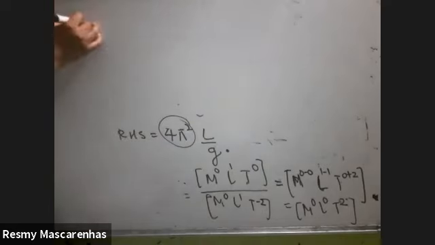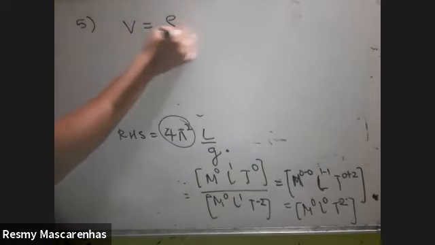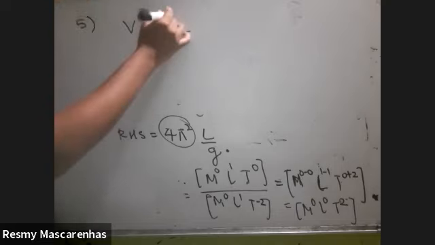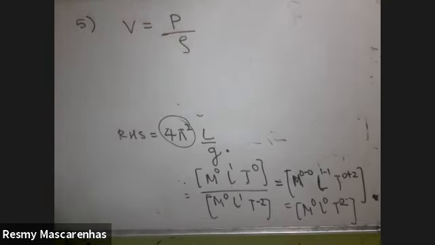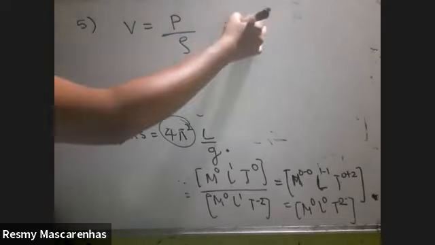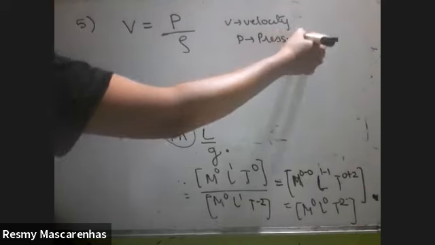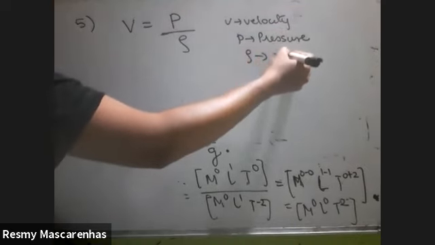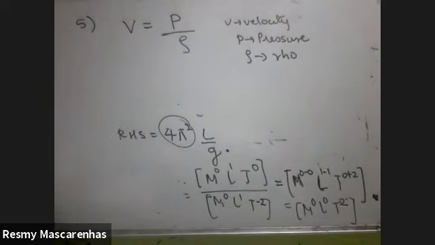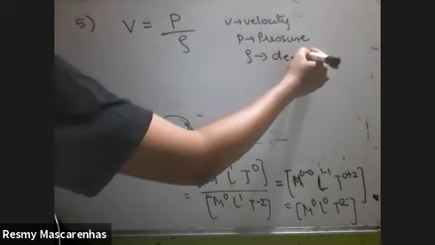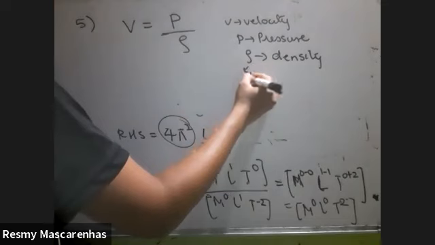This one, beta p it is, and this is rho. Here v is the velocity, p is pressure, and rho is density. How to pronounce it? I told you, density. The symbol is read as rho.